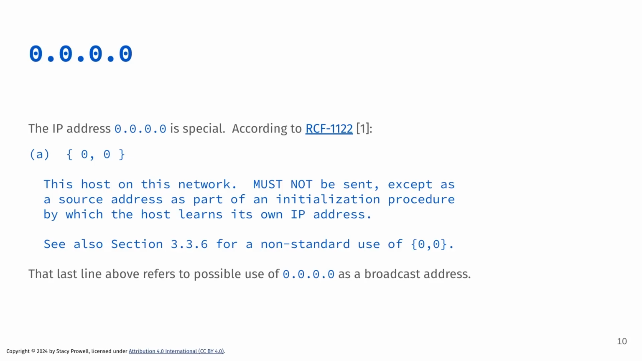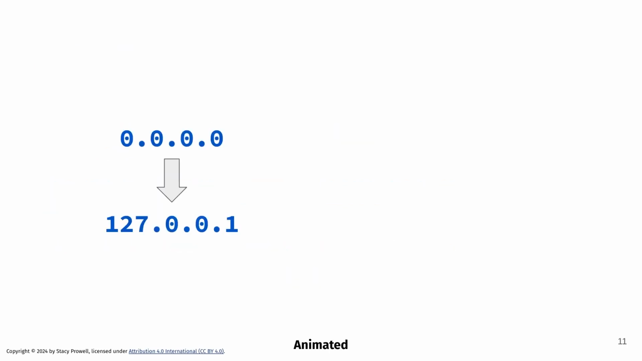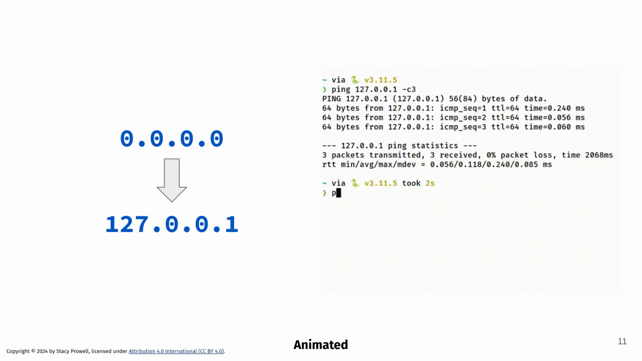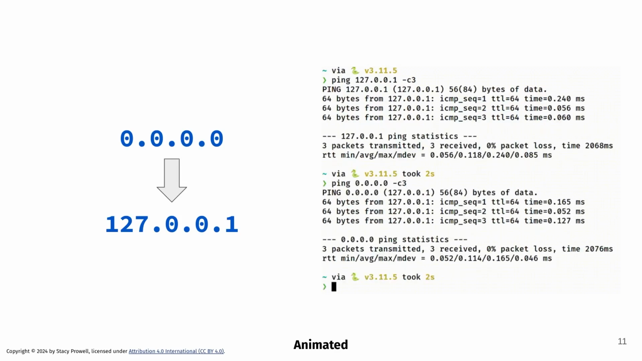So 0.0.0.0 is actually kind of localhost. This host on this network. So really, I could think of it as 127.0.0.1 or localhost. Let's try it. If I ping 127.0.0.1, boom, it works. What if I ping 0.0.0.0? Look at that. It pings 127.0.0.1. So, wow, it really is pointing to localhost.